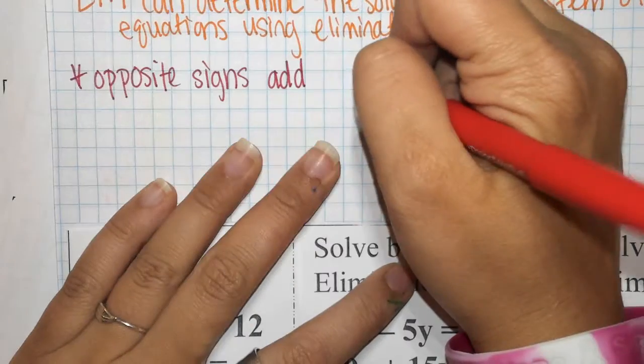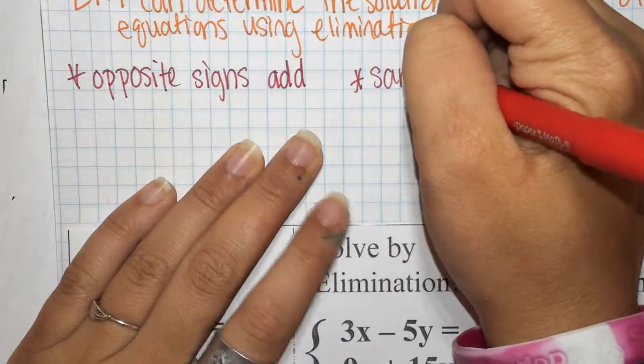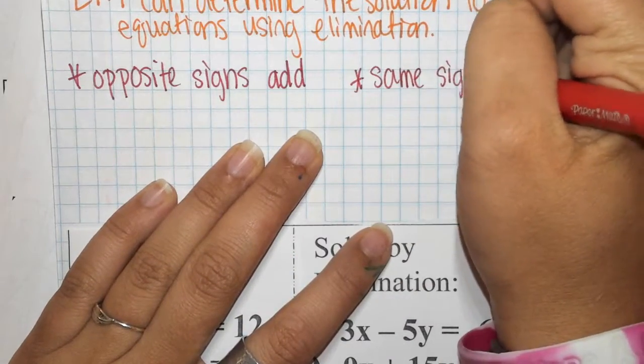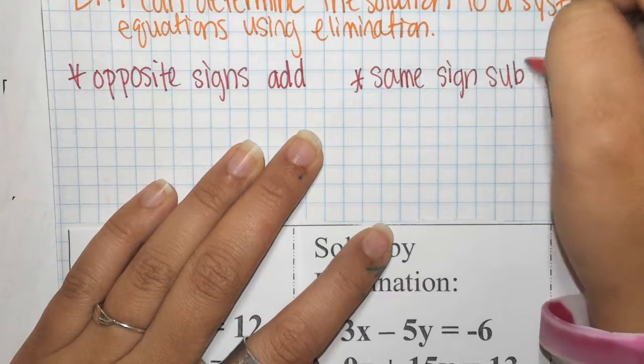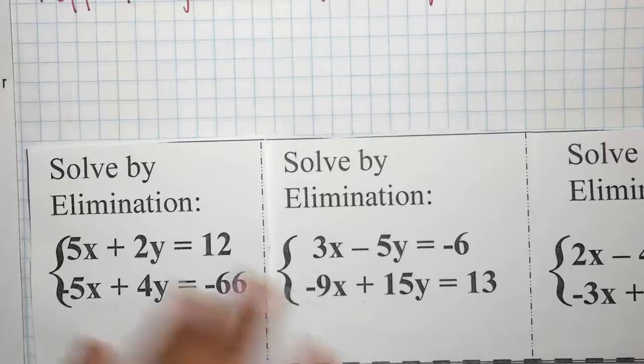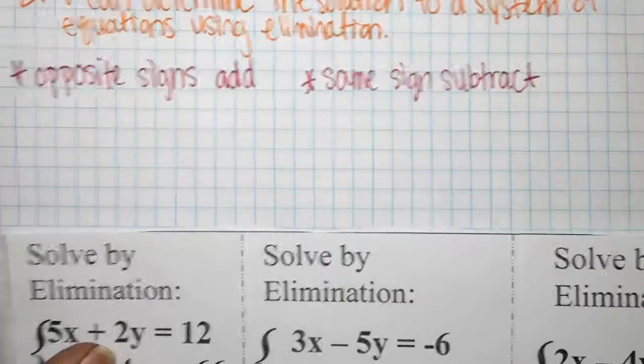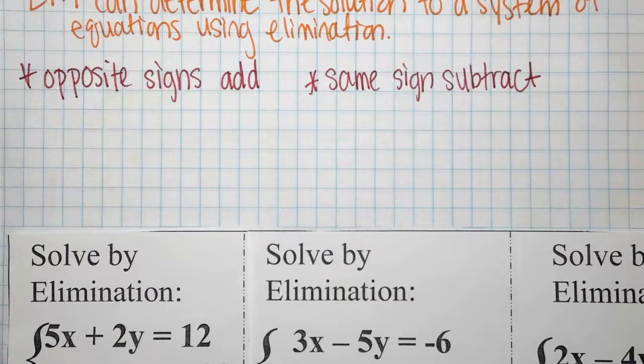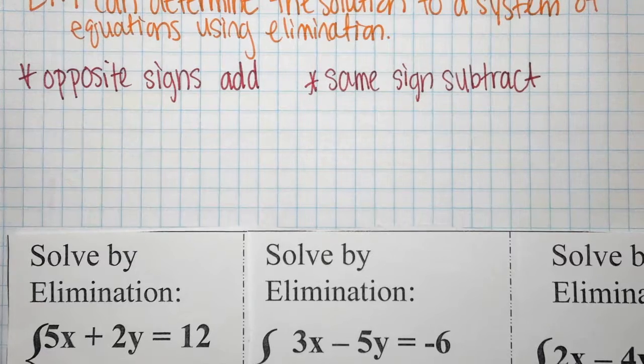So what would we do for same sign? Subtract. Take a point, y'all. Opposite signs, add. Same sign, subtract. Are we ready?